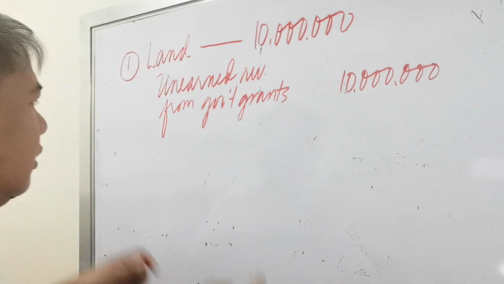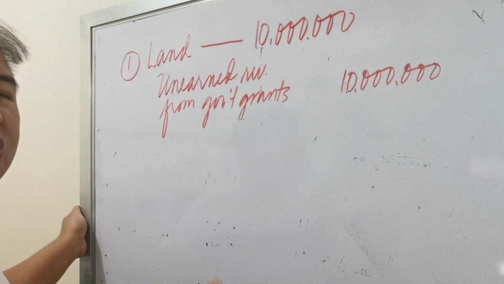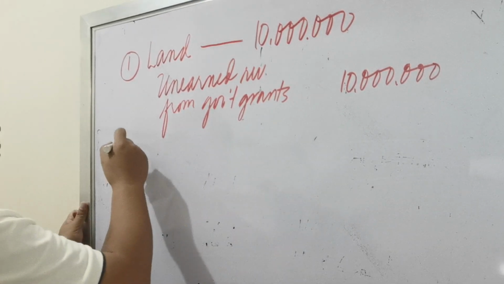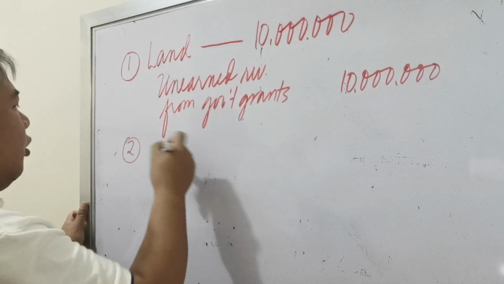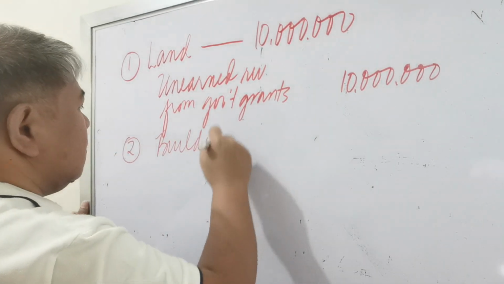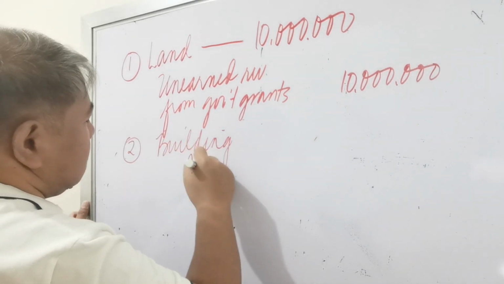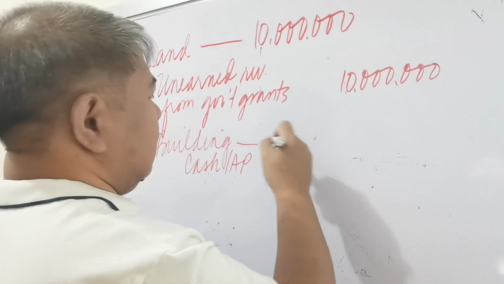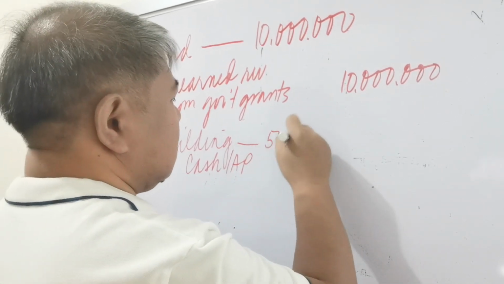So the condition is for them to construct a terminal, and they constructed the terminal, so we will record the terminal building and then cash or accounts payable, whatever is appropriate. This is for 50 million pesos.